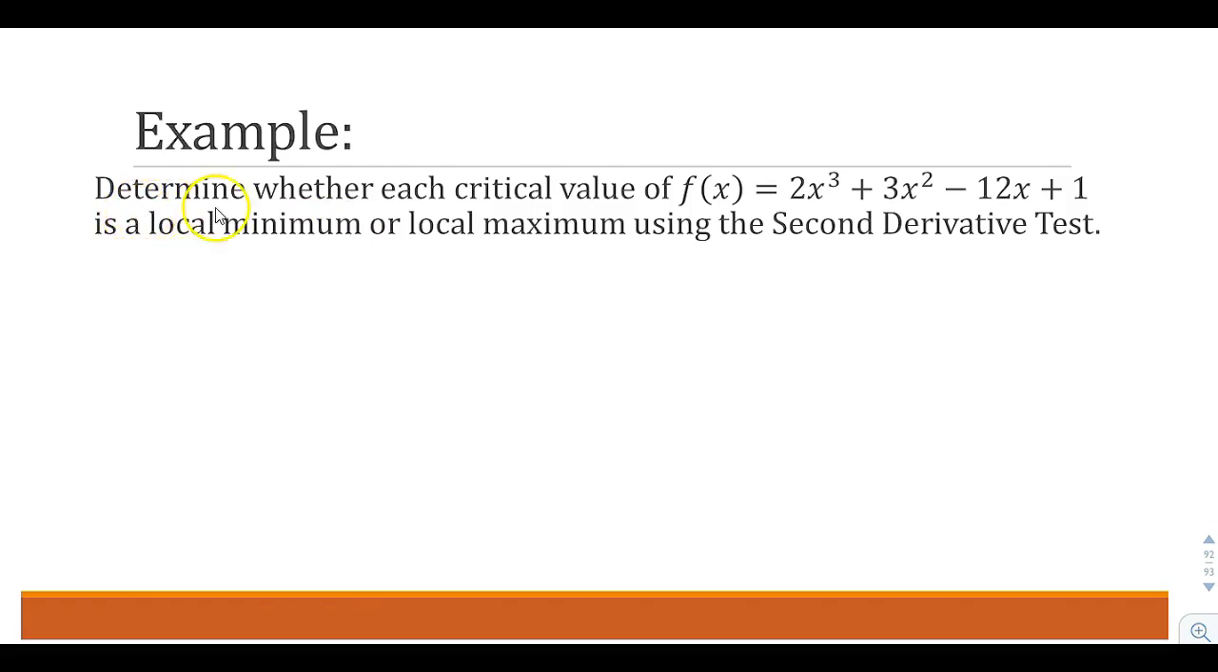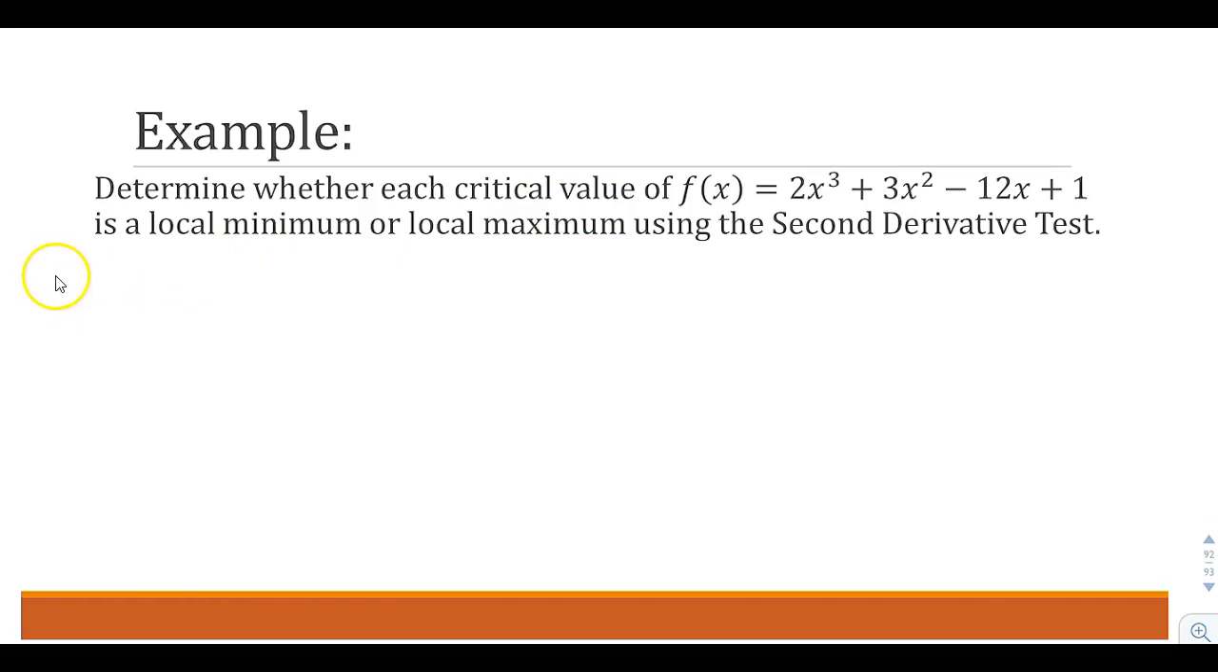Alright, in this example we're going to determine whether each critical value of this cubic polynomial function f of x is a local minimum or a local maximum using the second derivative test. So we still need critical values. We still need the first derivative to find critical values.